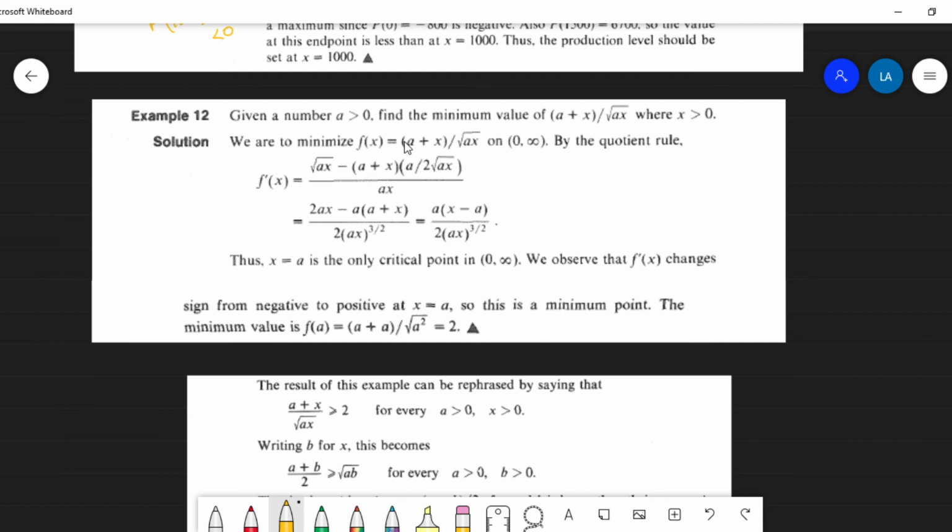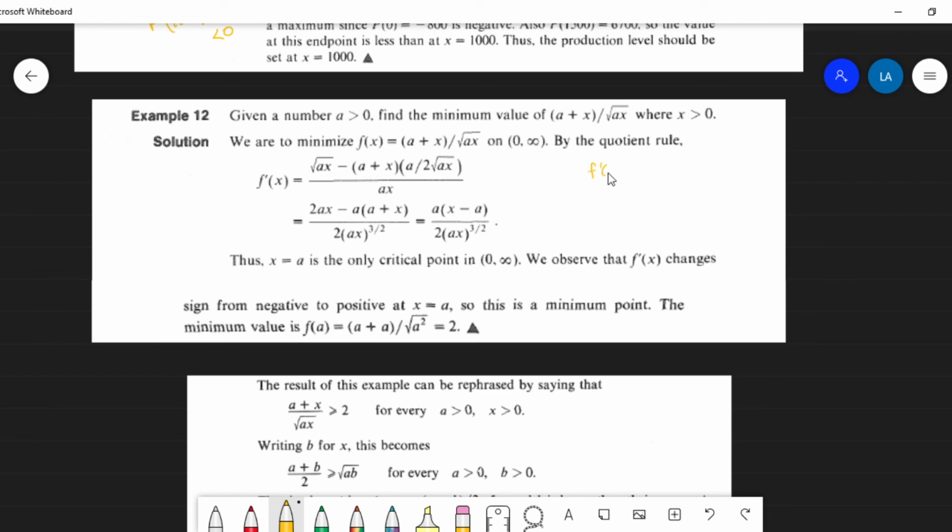Okay, then you find the derivative of f of x. Okay, f dash of x. That will be equal to, this is having the u by v rule, the quotient rule. So you have v into the derivative of u. So the denominator root of ax into the derivative of the numerator. A plus x will have derivative with respect to x equal to 1. Okay, minus the numerator into the derivative of the denominator, divided by denominator square. Right.